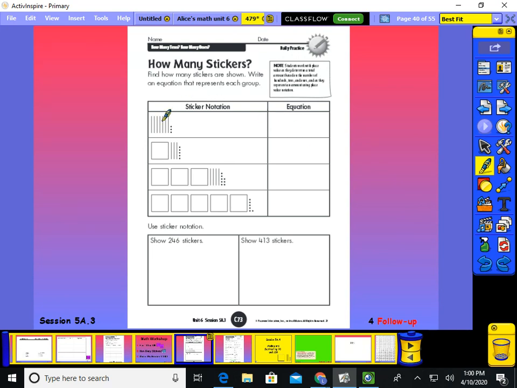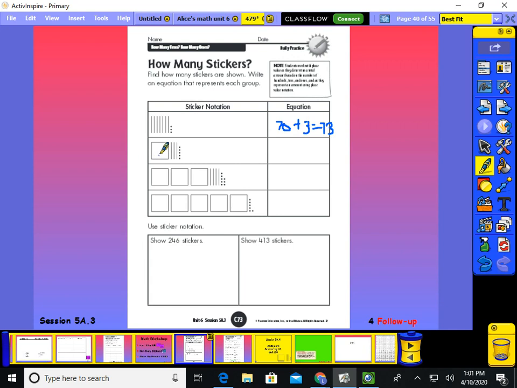What we're seeing here is what they call sticker notation in our math series, and right here they're wanting an equation. So if this is 10, 20, 30, 40, 50, 60, 70, and 3, then over here we would be writing 70 plus 3 equals 73. Be sure 1, 2, 3, 4, 5, 6, 7.